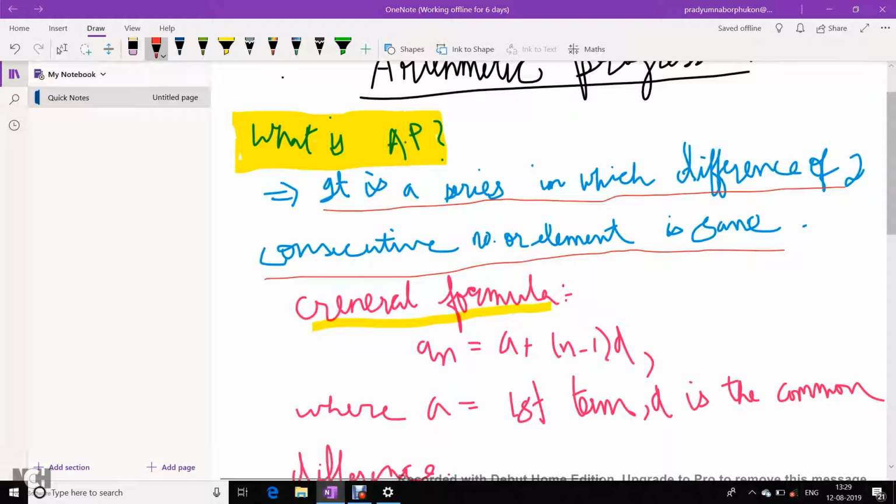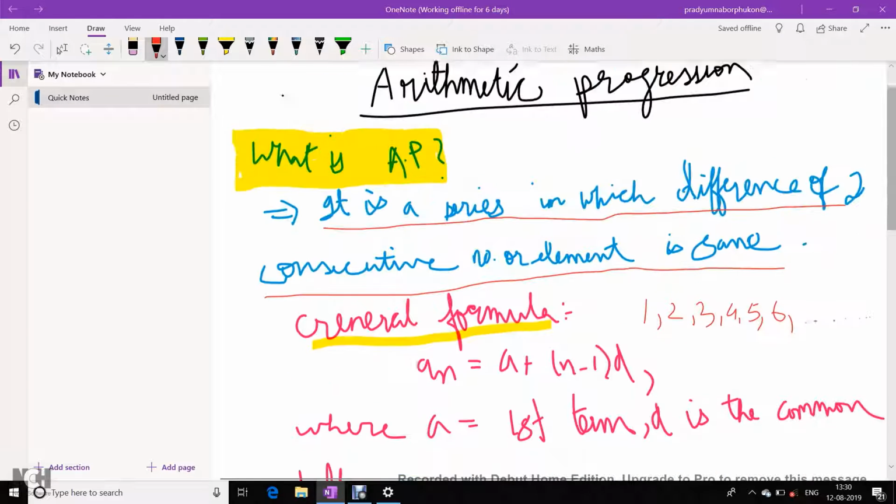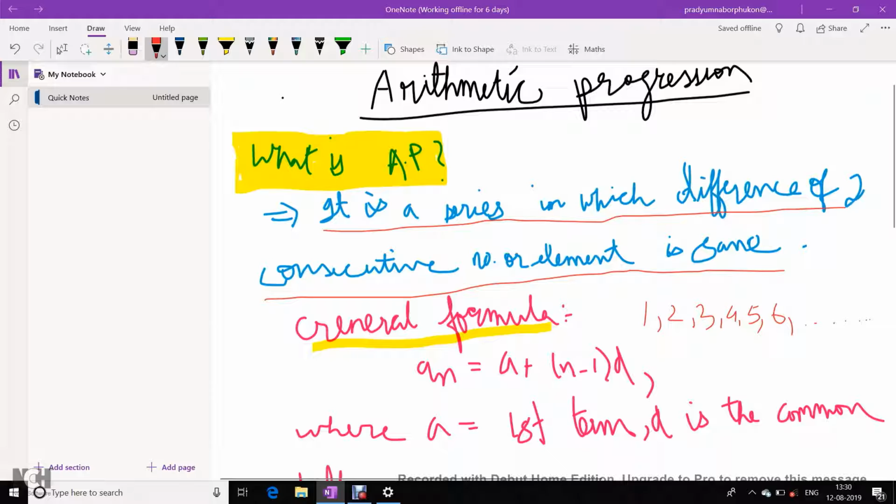we can talk about the general formula for finding an element. Let us consider an arithmetic progression like this: 1, 2, 3, 4, 5. It is the set of natural numbers, right? And so it will continue till the last. If I tell you to find the 200th term, you can just say it is 200 because it is a set of natural numbers. But in case of larger numbers, just take an example.